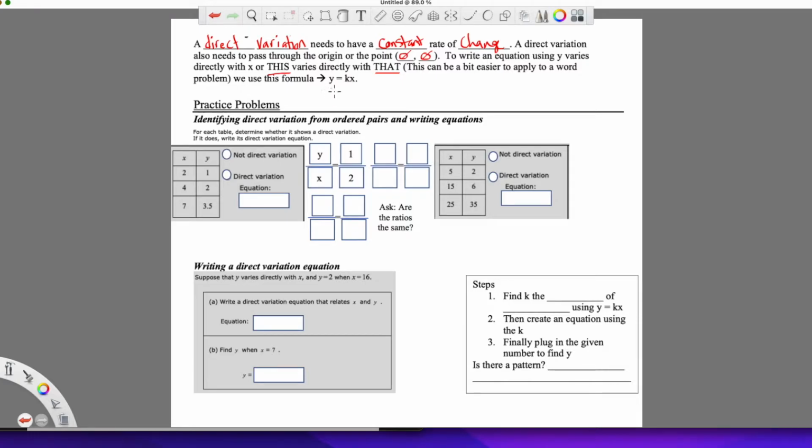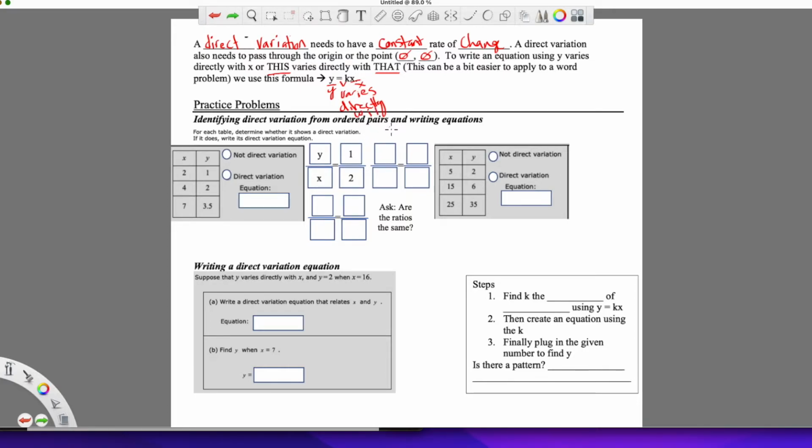But the formula is going to be y equals kx, and this literally says y varies directly with x. Okay, so equals k means varies directly with. That's kind of how we read that, okay? So this is the idea of that equation. Y varies directly with x, y equals kx. So I'll leave that there, I guess.